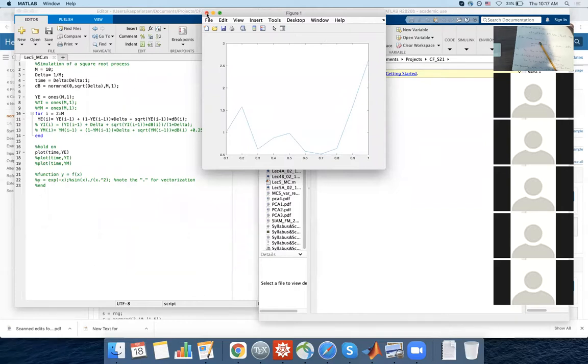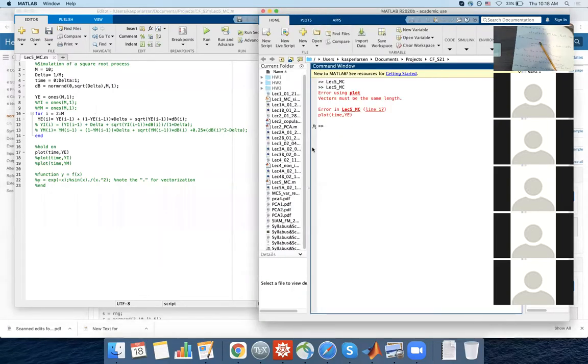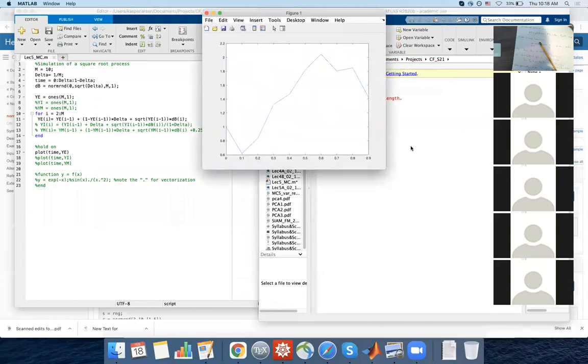Maybe my indices are off a little bit. I think I should go here from 0. So now it doesn't like something. This is minus a delta. There we go. At 0, it's equal to 1, and then it runs out like this.